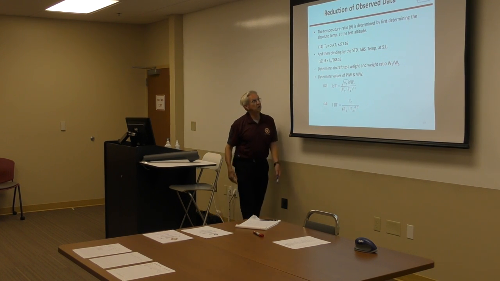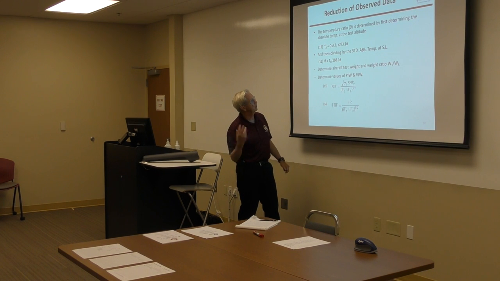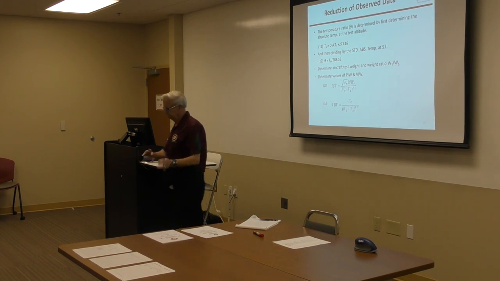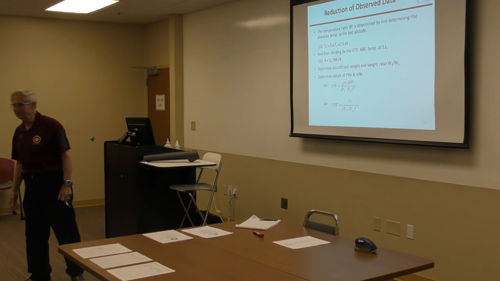Temperature ratio, well, we've got the equations there. Outside air temperature plus 273.16, or some of you used 273.15, various places, who figures? It's in the second decimal place.